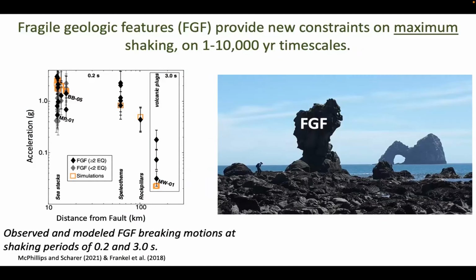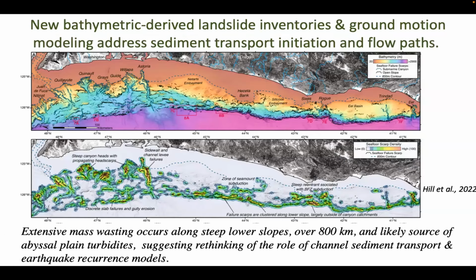Another way, a new type of constraint, is from looking at what's called fragile features. This is a sea stack. And by combining this with stability modeling, we can use this to provide a constraint on the maximum shaking that could have occurred and leave features like this still standing. So new types of studies can be pursued and are being pursued.